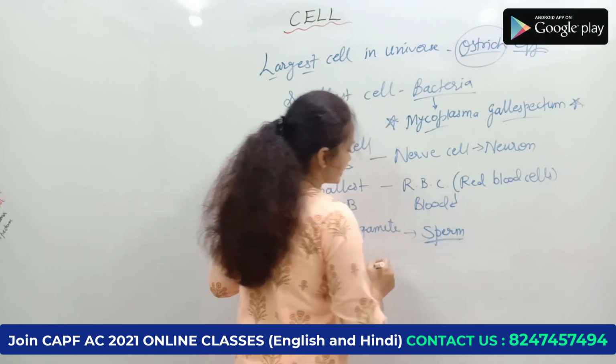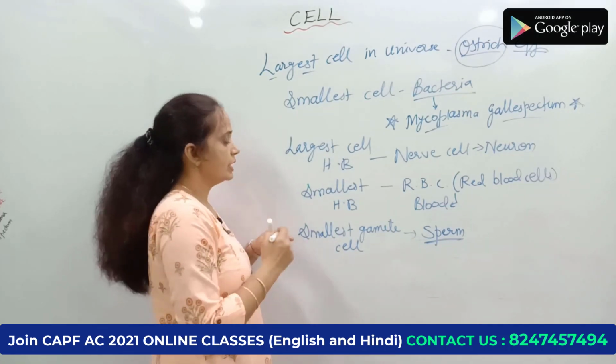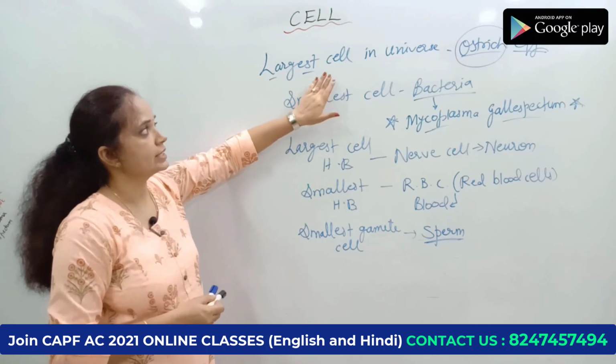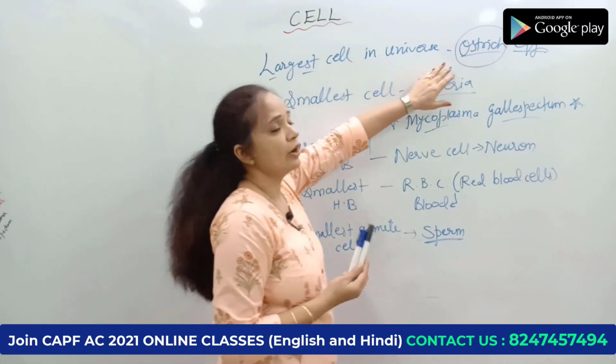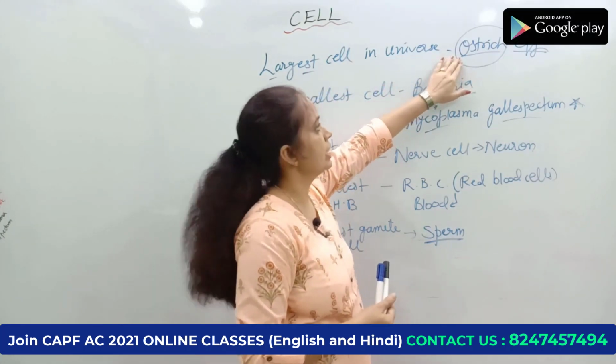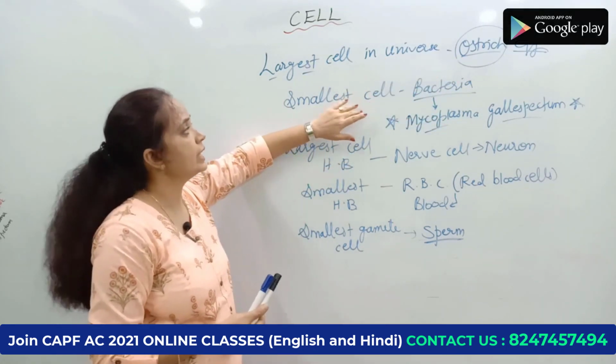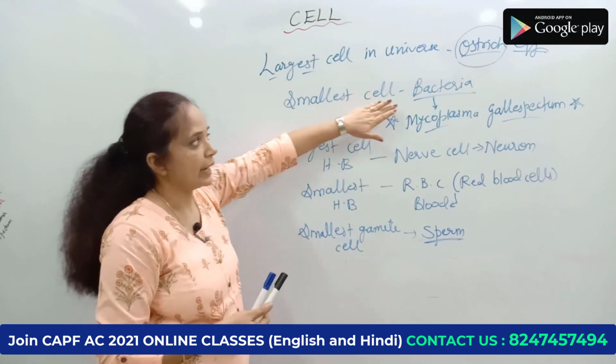Sperm is the smallest gamete cell. You have to remember all these points about the cell. The largest cell in the universe is the ostrich egg. The ostrich egg is the largest cell in the whole universe, and the smallest cell is bacteria.